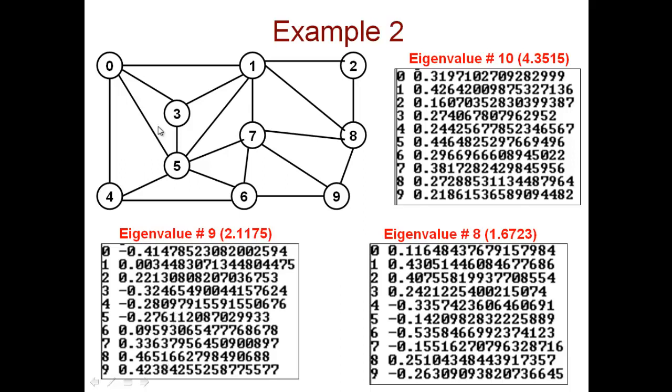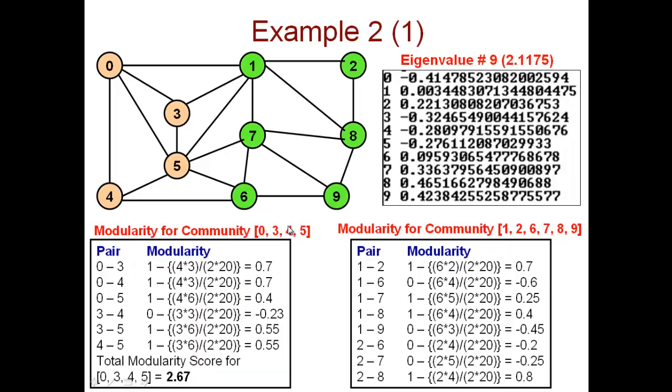So that means you can partition this graph into 0, 3, 4, 5 as one community and 1, 2, 6, 7, 8, 9 as another community. And let's go ahead and find the modularity scores for these two communities. For 0, 3, 4, 5, these are the possible pairs: 0, 3, 0, 4, 0, 5, 3, 4, 3, 5, and 4, 5. And these are the pairwise modularity scores.